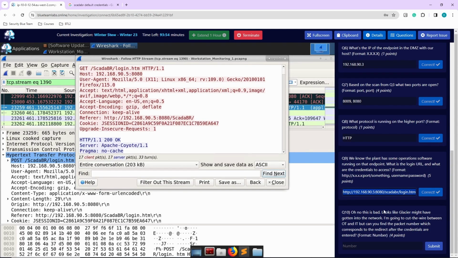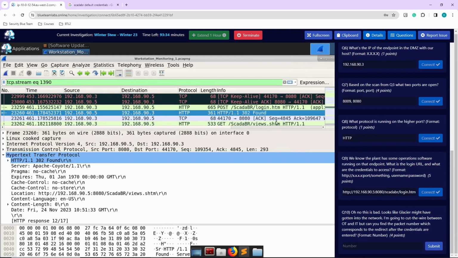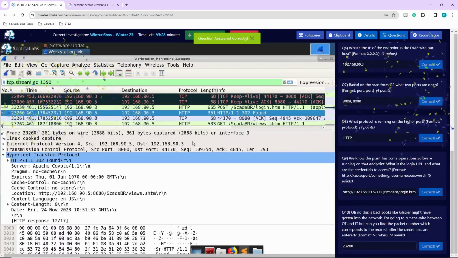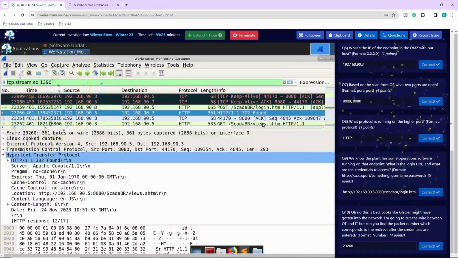So I know this is bad. Looks like Glacier might have gotten into the network. I'm going to cut the wire between OT and IT, but can you find the packet number which corresponds to the redirect after the credentials are entered? So I think that's this packet. So POST, 302 is the redirect. So 23260. Hooray, there we go. So that's a redirect into the views SHTM page.